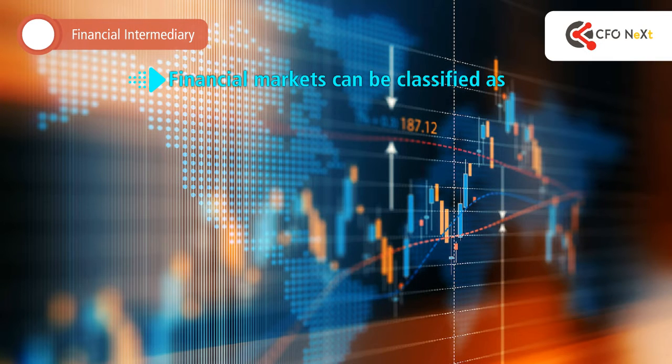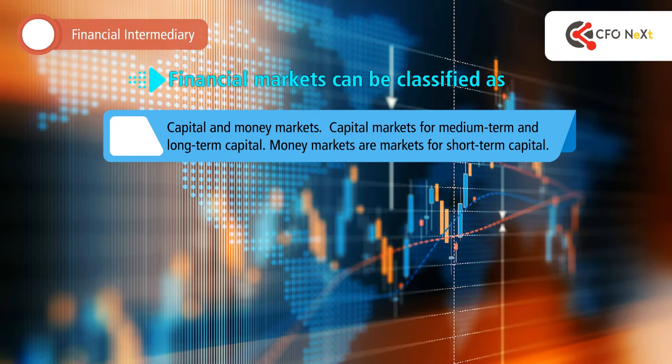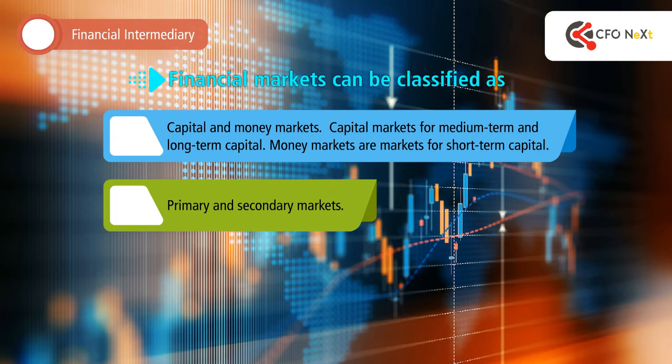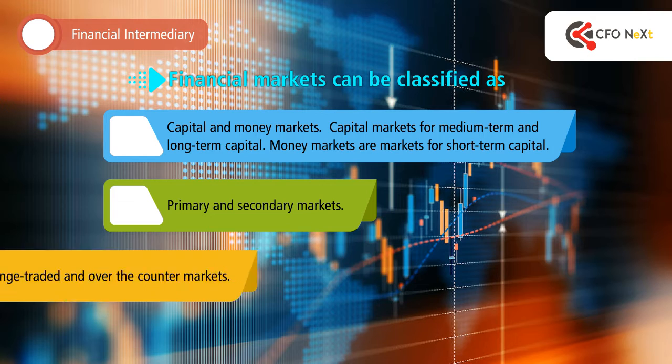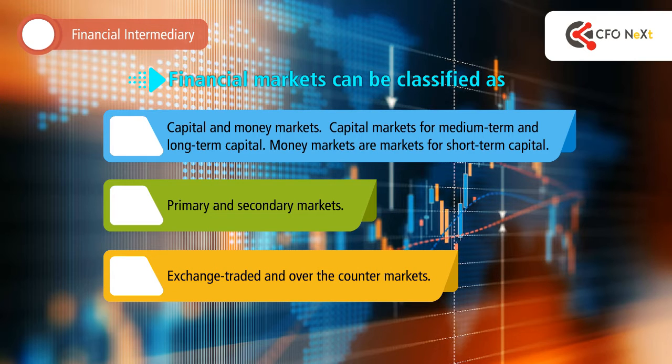Financial markets can be classified as capital and money markets. Capital markets are for medium-term and long-term capital. Money markets are markets for short-term capital. Primary and secondary markets. Exchange-traded and over-the-counter markets.